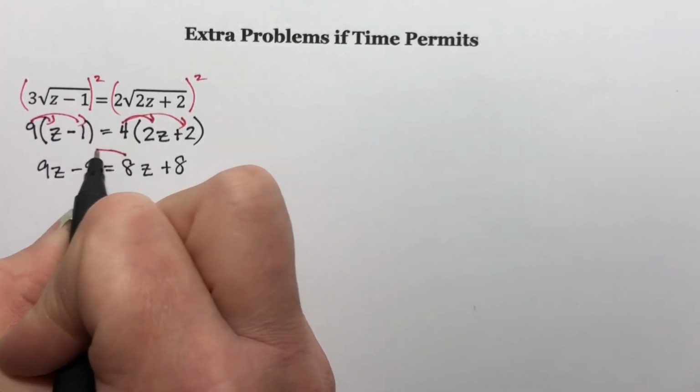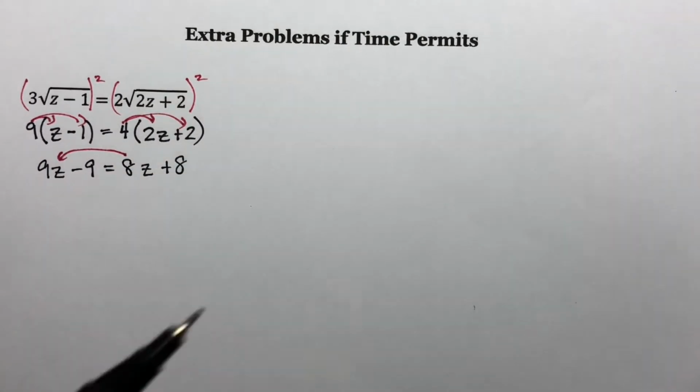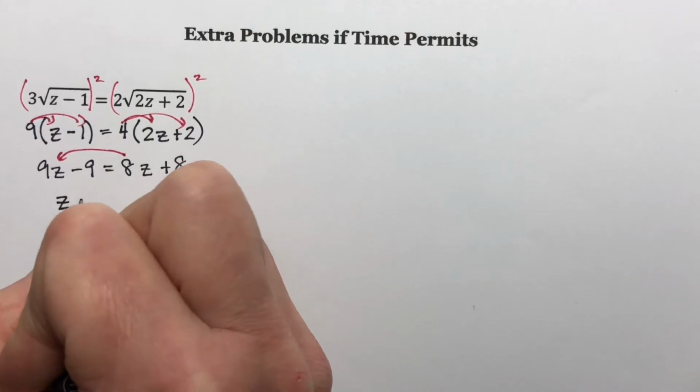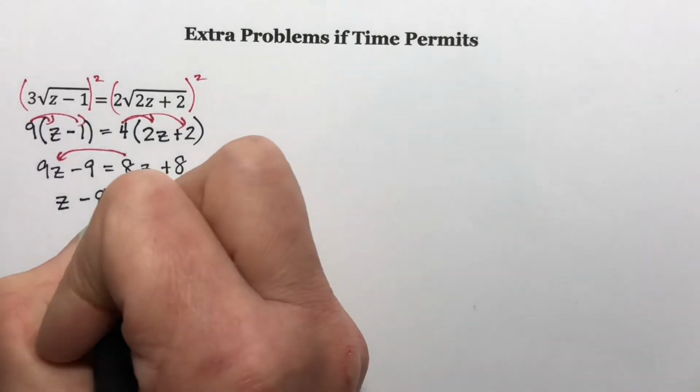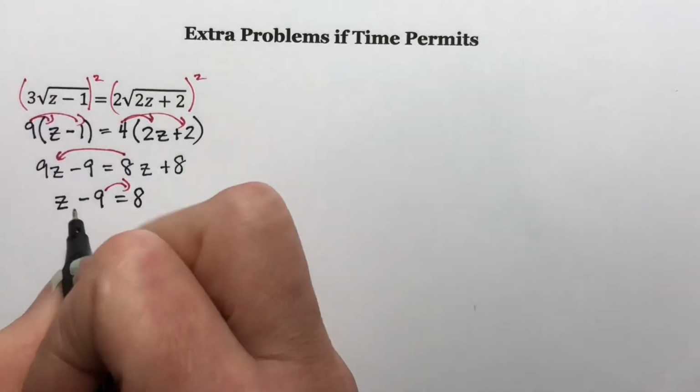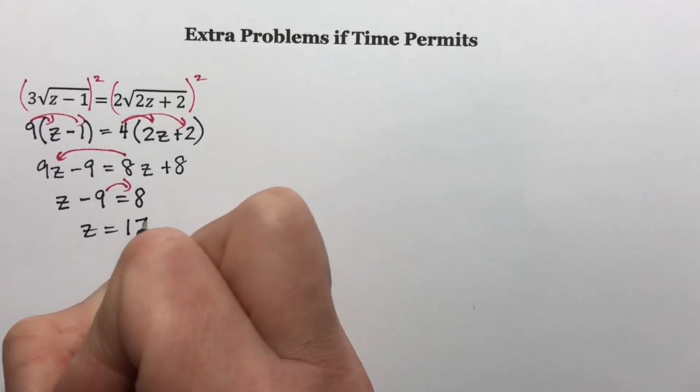Let's move this 8z over here. So I'm subtracting 8z from both sides, leaving z minus 9 is equal to 8. So add 9 to both sides, and we get z is equal to 17.